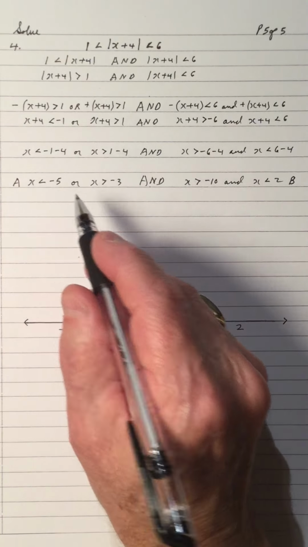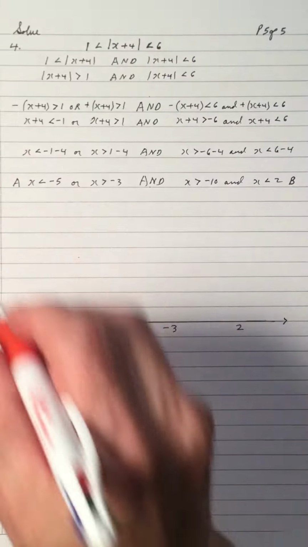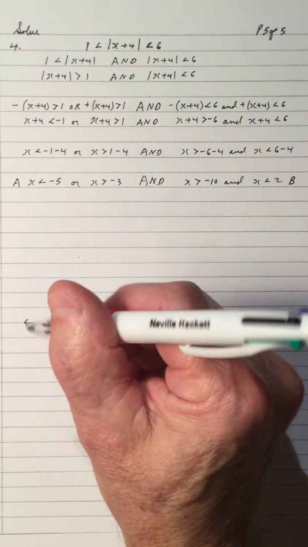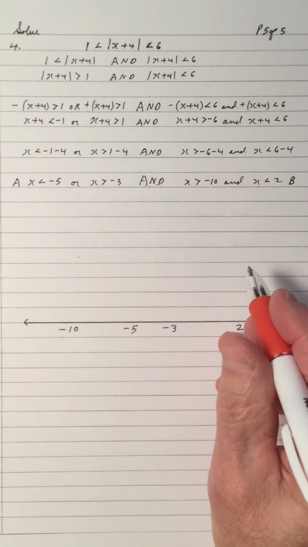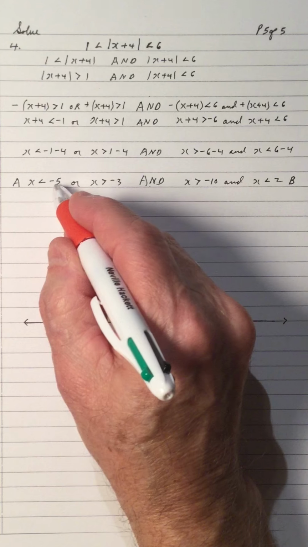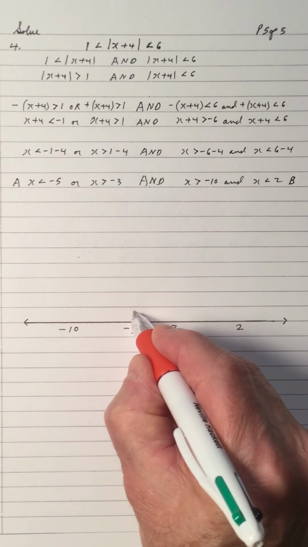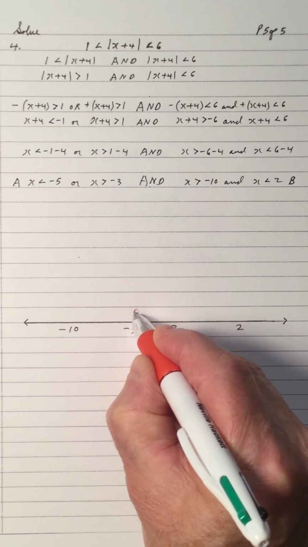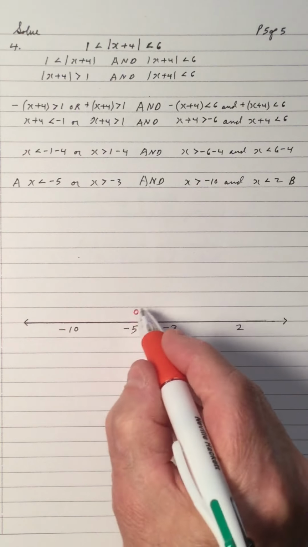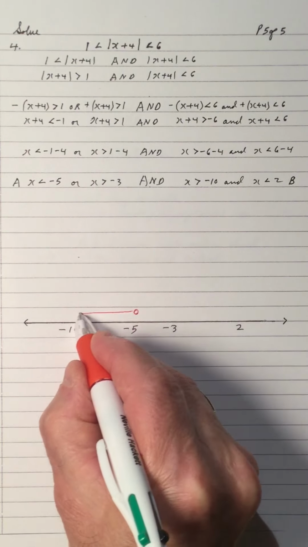So let's do A. Let's mark A in, what color have I got it? Red. So A, x is less than negative 5. So less than is a hollow dot. There's no equal sign. Less than is to the left.